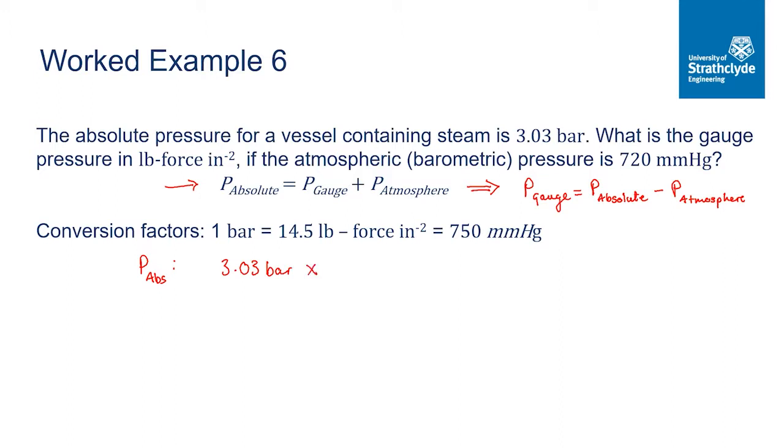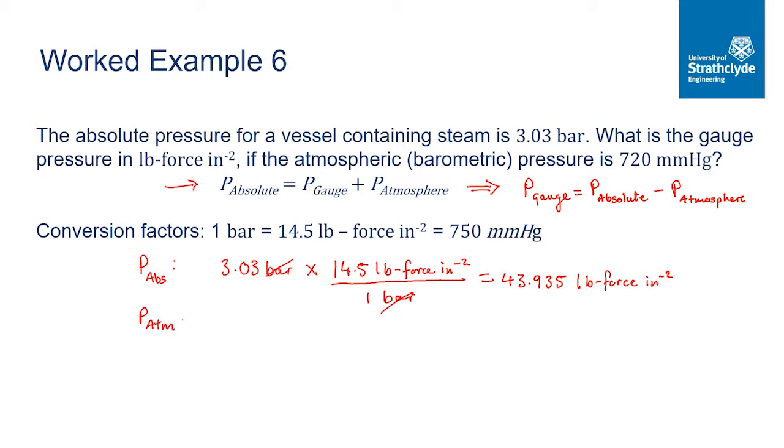So what we're going to do is multiply by our 14.5 pound force per inch squared, and we're going to divide by our 1 bar. So our bar will cancel out, and then we're left with an absolute pressure of 43.935 pound force per inch squared. Okay, so we've done one. Now we have to also do the same for our atmosphere.